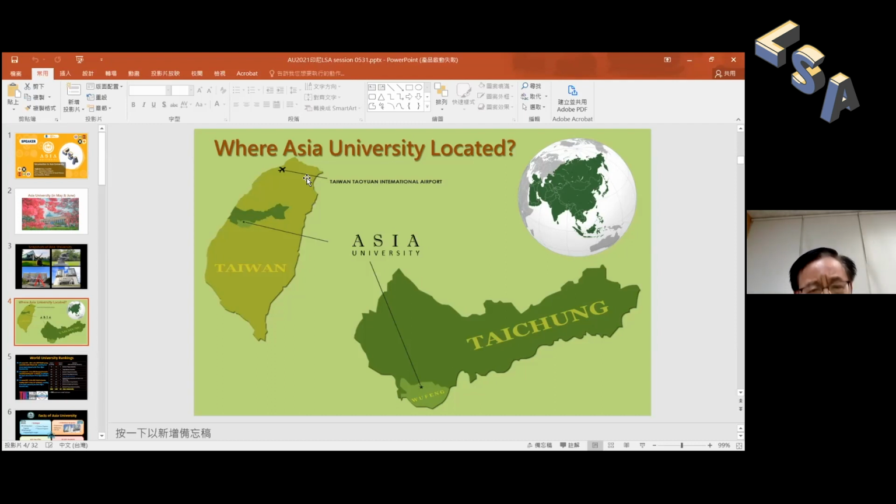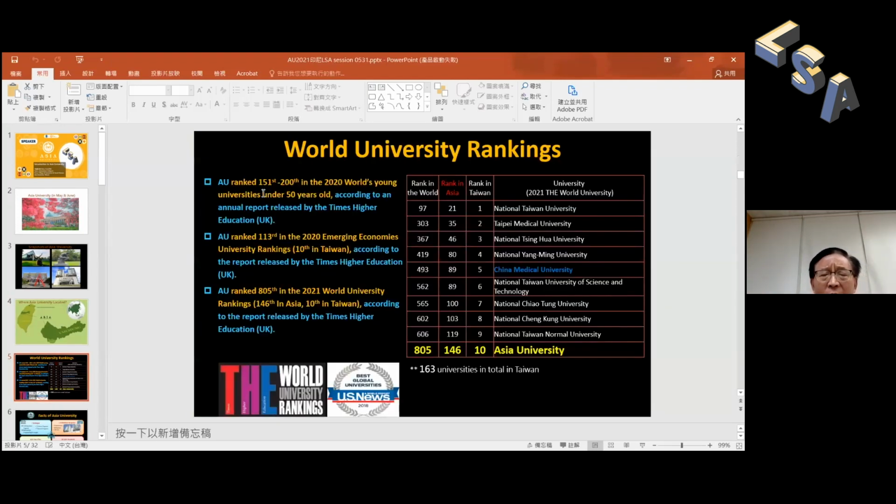And the city where my university is located is called Taichung. It's at the moment the second largest city in Taiwan, more or less like Surabaya in Indonesia, the second largest city. And here, just to give you some idea about our university ranking. I know ITS has a much better ranking than ours. We are this year 20 years old. So it's a very new university.